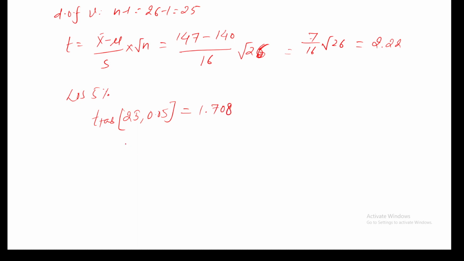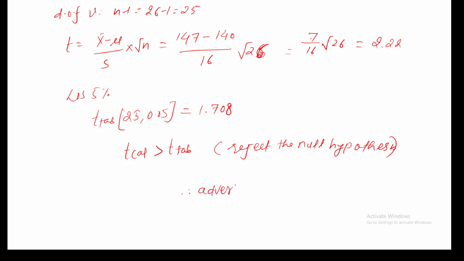1.708. But we got T calculated greater than T tabular. So we will take the decision: we have to reject the null hypothesis. Is it correct now? Reject the null hypothesis. So finally, the advertisement is effective.